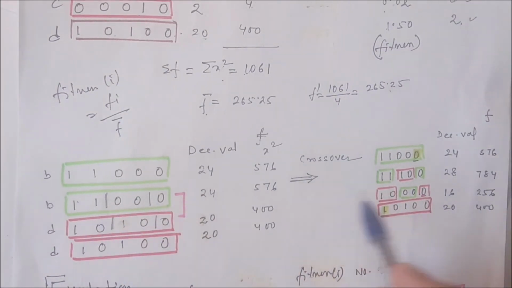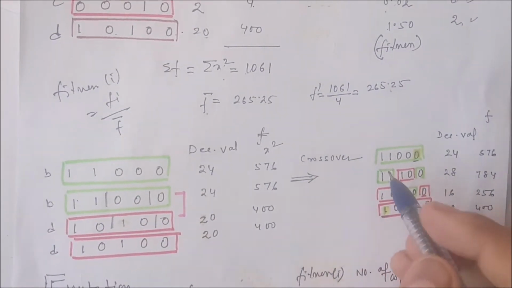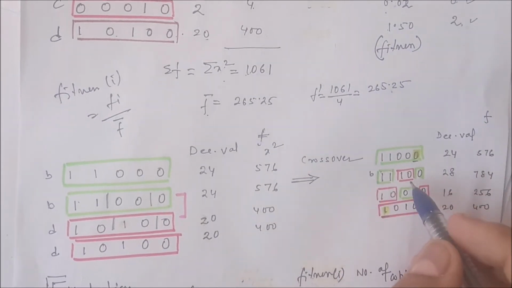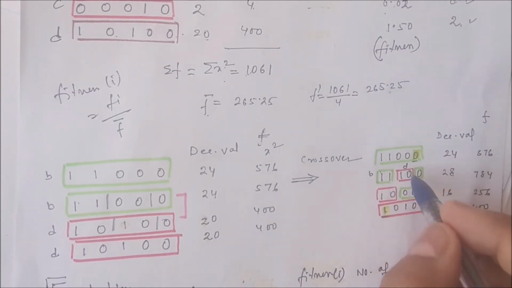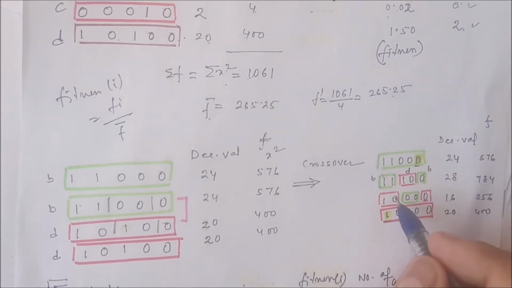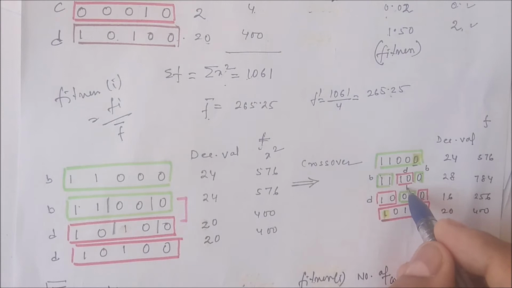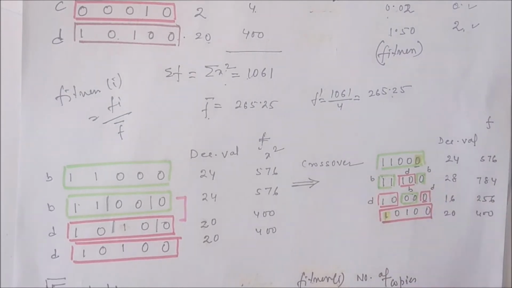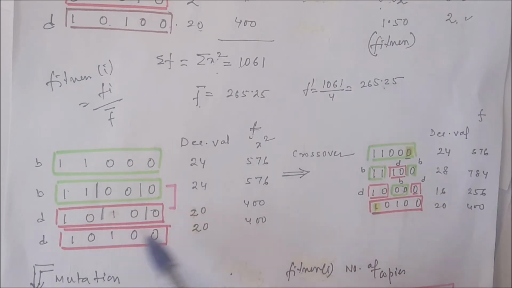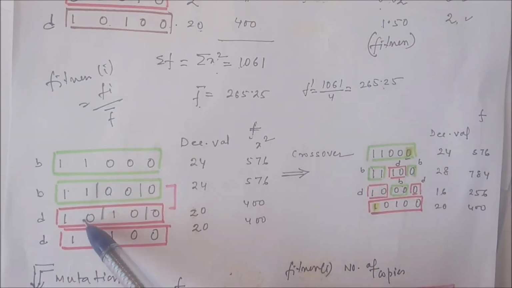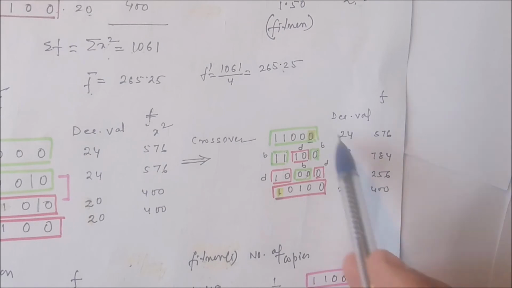we just keep the first part as it is, it is from part B, but this part should be from part D, this is the part from B. Similarly, in this case, this is the part from D, this is the part from B, and this is the part from D. Okay, so here we have applied crossover between B and D, and this is what we have after crossover.